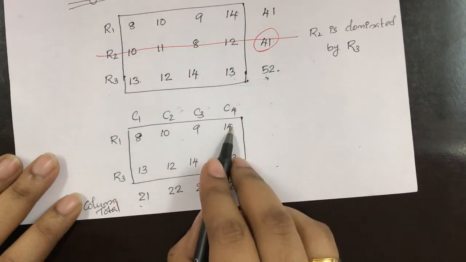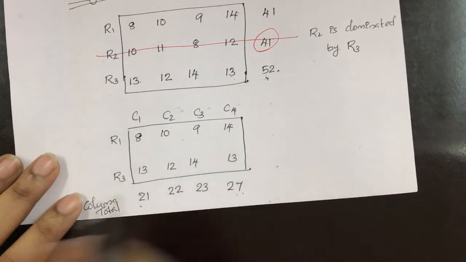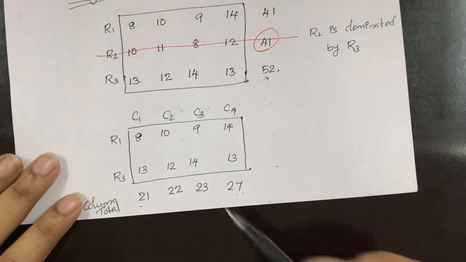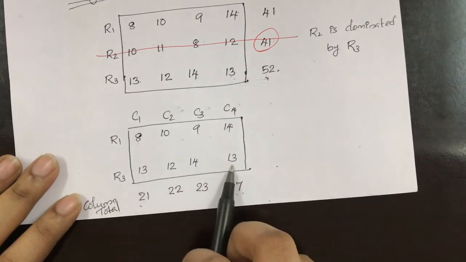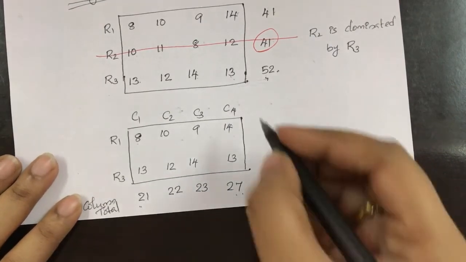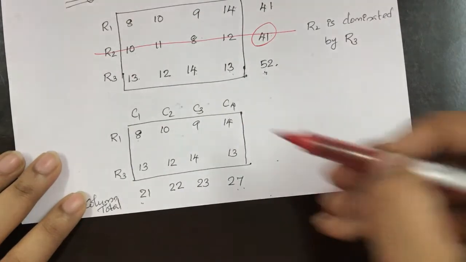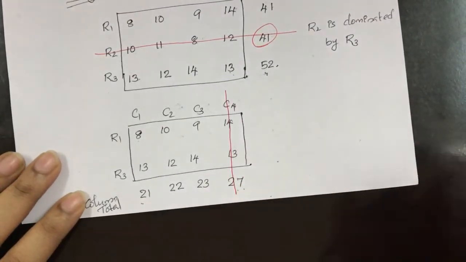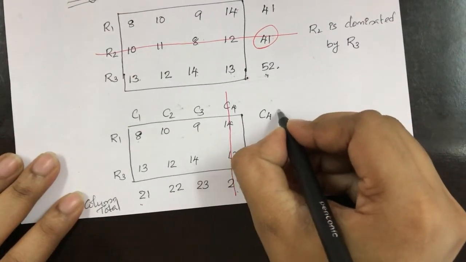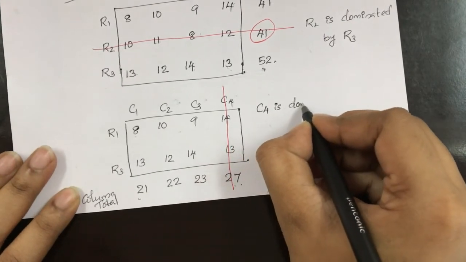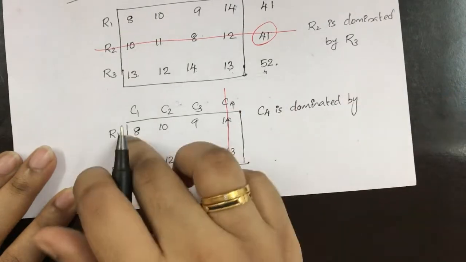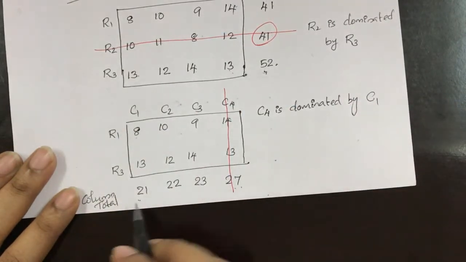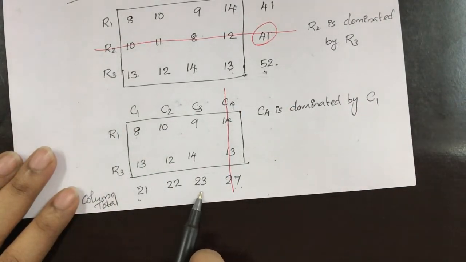8, 14, 14 is the highest. 13, 13 equal. Greater than or equal to, or less than or equal to, is the condition. So 8, 14, 13, 13: which needs to be deleted? The highest column value, that is C4, needs to be deleted. And write C4 is dominated by which one? C1.